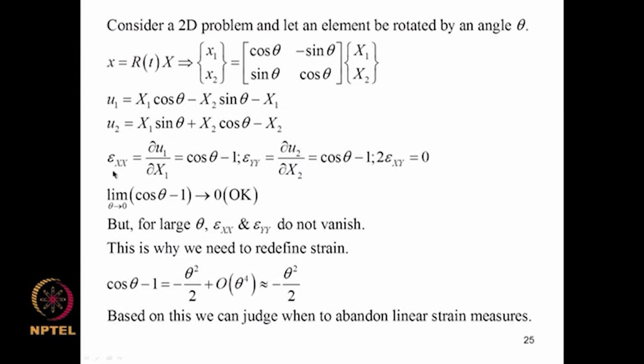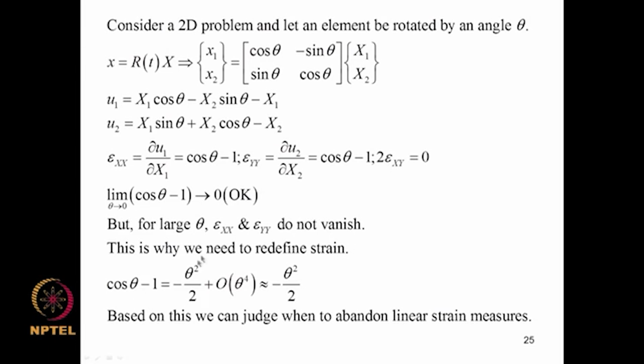from which I compute the infinitesimal strain component epsilon xx is dou u1 by dou x1, which is cos theta minus 1, epsilon yy is dou u2 by dou x2 which is cos theta minus 1, and shear strain is 0. Now, you look at epsilon xx and epsilon yy, they are not 0, but of course, as theta goes to 0, this goes to 0, that is okay, but for large theta epsilon xx and epsilon yy do not vanish. This is why we need to redefine strain when you are considering problems with large displacements.